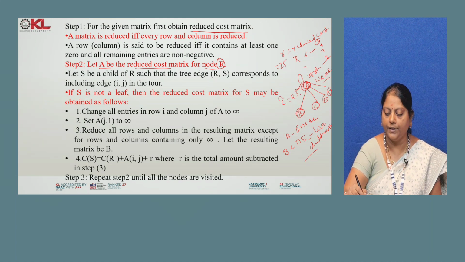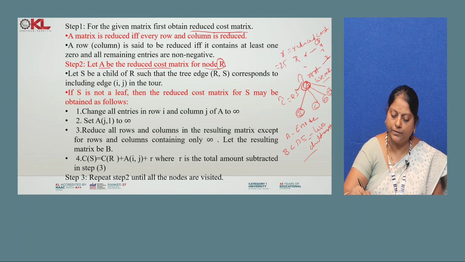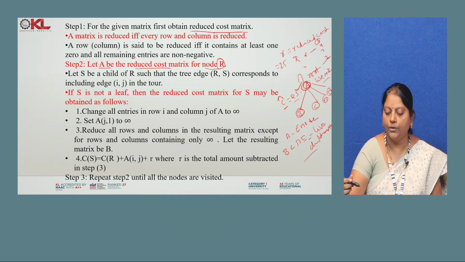So the cost of this root is assigned as 25. C cap of R equals 25, where C cap represents the lower bound. This is called the cost. The root node cost is 25, and this is assigned to the root node. Does the salesperson visit all the cities? No, so it doesn't provide any solution. That's why we have to expand this tree.